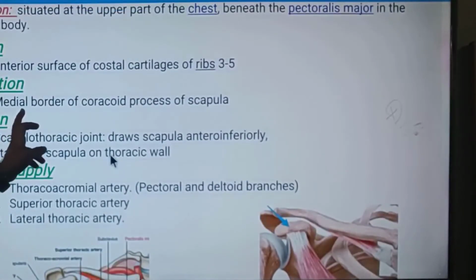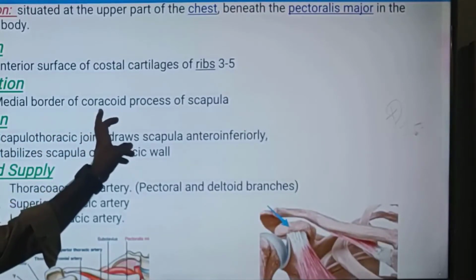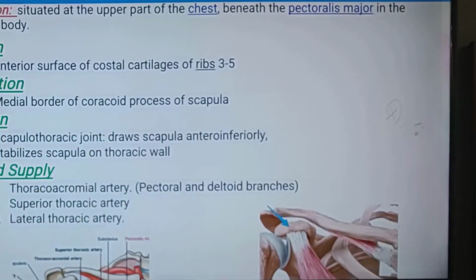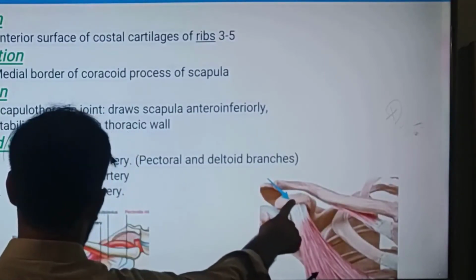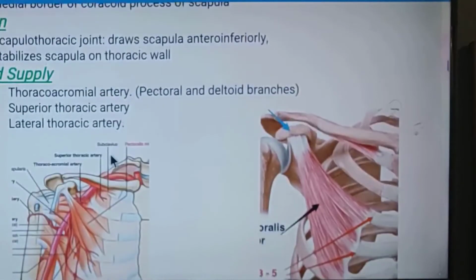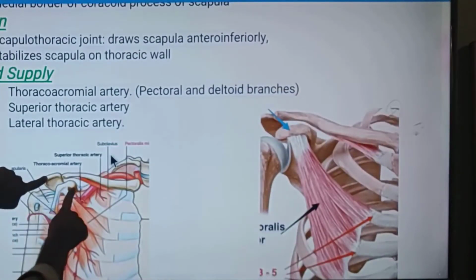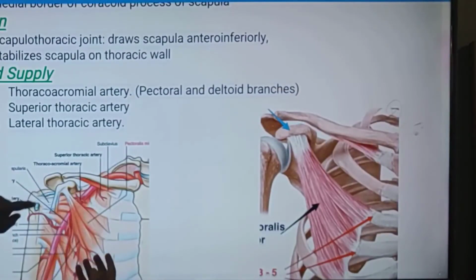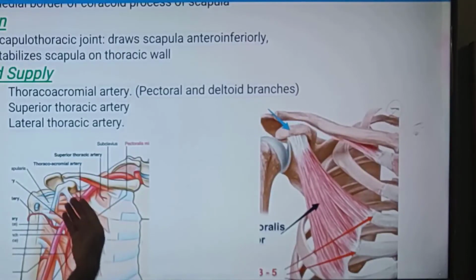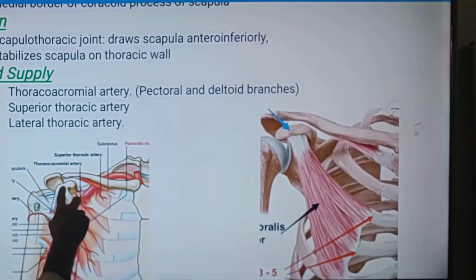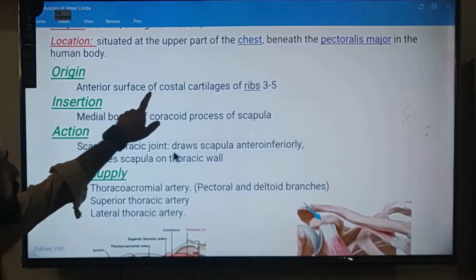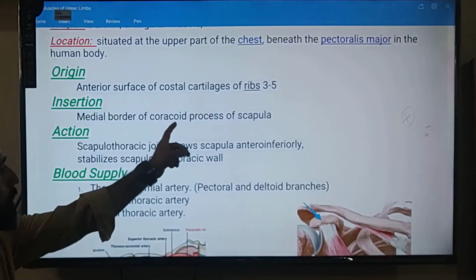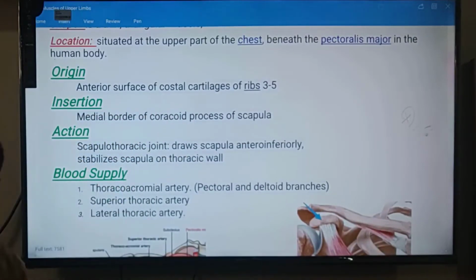Its insertion is in the medial border of the coracoid process of the scapula. So you can see this is the acromial process, this is the coracoid process of the scapula, and this is the pectoralis minor muscle. This is its origin and this is its insertion point. So its insertion point is the anterior surface of the medial border of the coracoid process of the scapula.